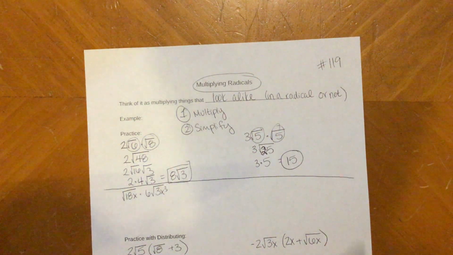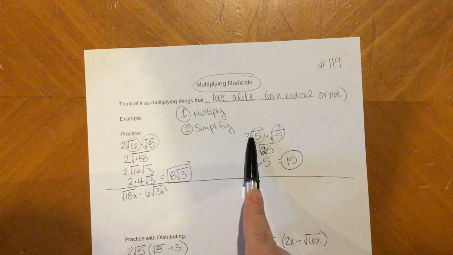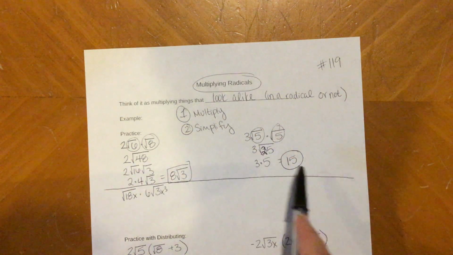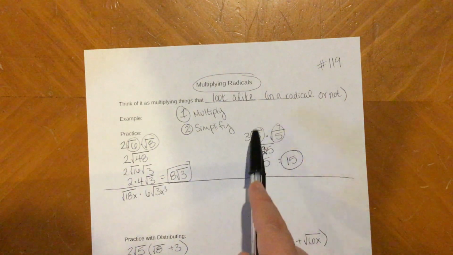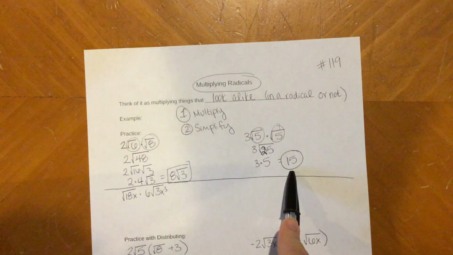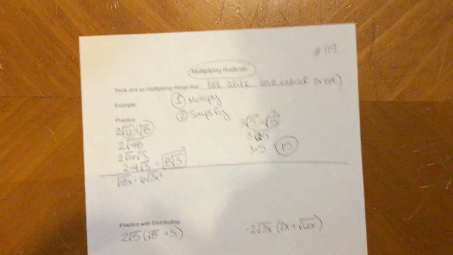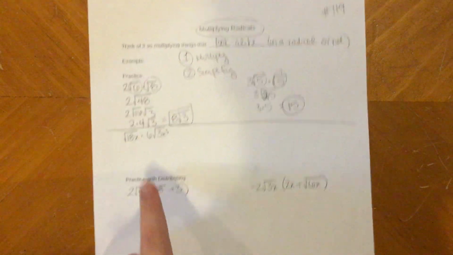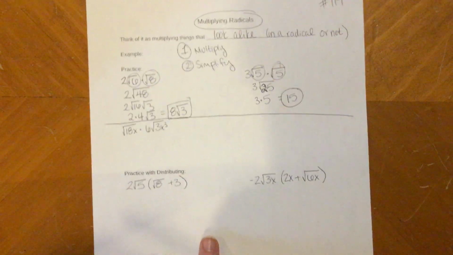And that's why a lot of times having this exact answer is better than a decimal, because now when we had to do something with 3 square root of 5, it led us to a more reasonable answer that you can work with. Alright, let's try this last example up here and then we'll move on to distributing.